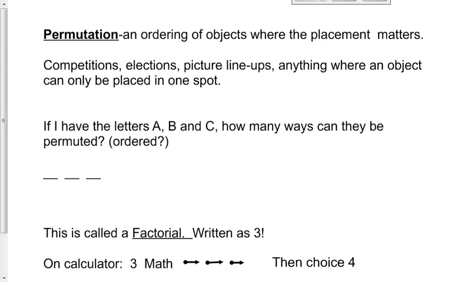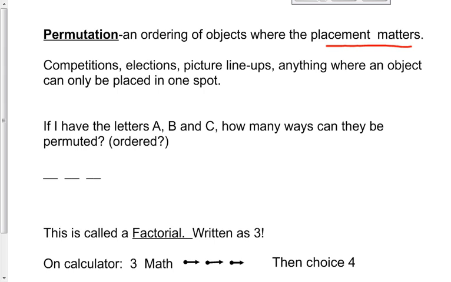Next thing we're talking about is something called a permutation. So this is your first definition you need to write in your notebooks for sure. Permutation is an ordering of objects where the placement matters. Permutation is an ordering, so the placement matters, order matters.